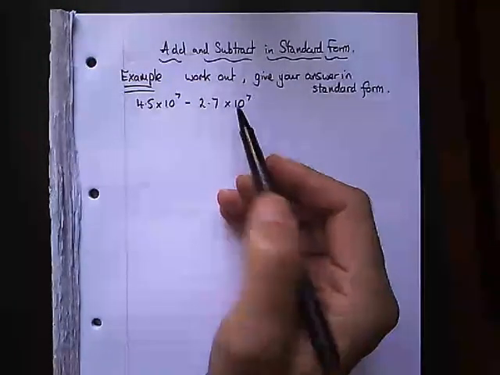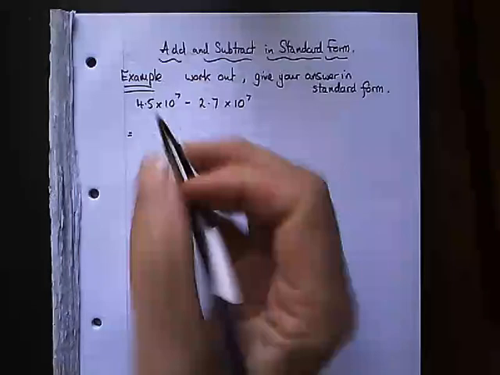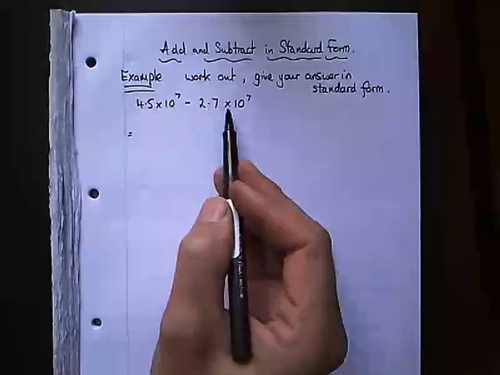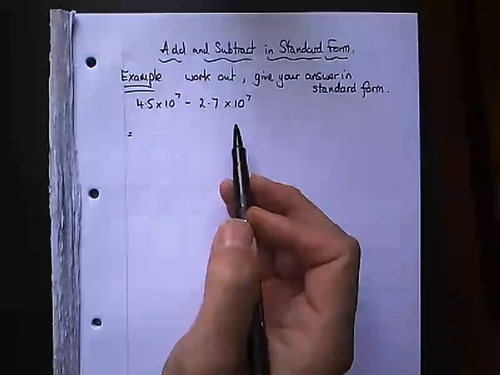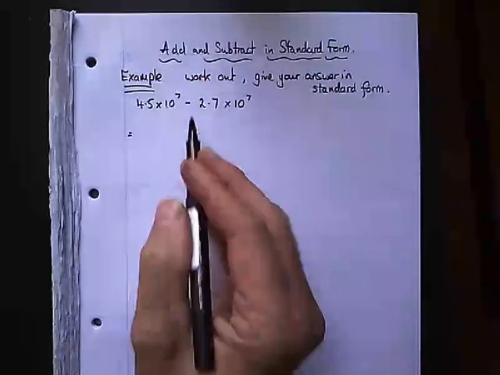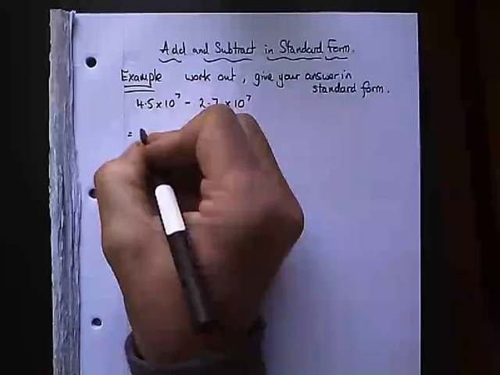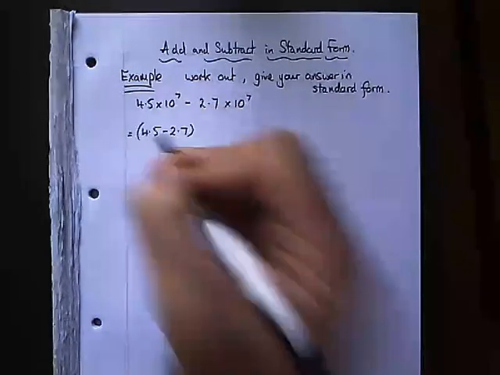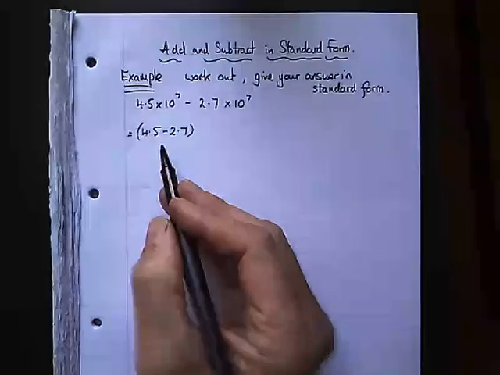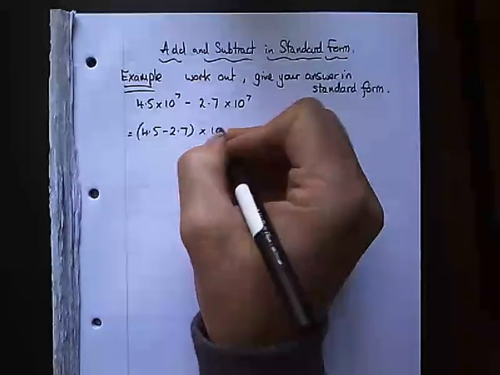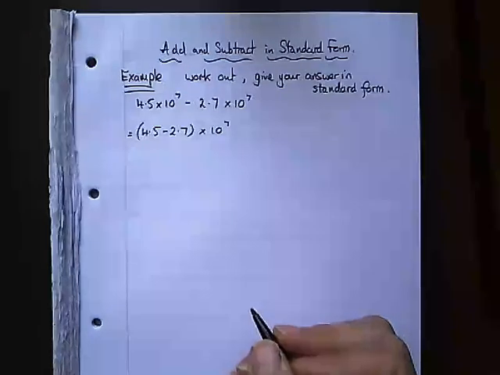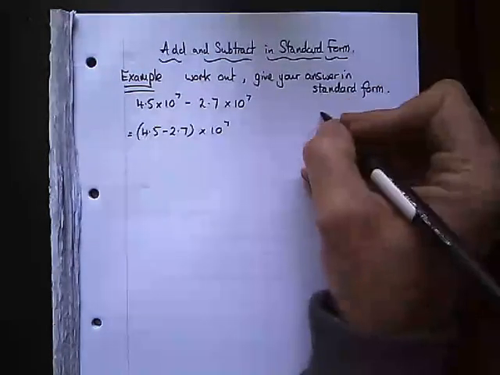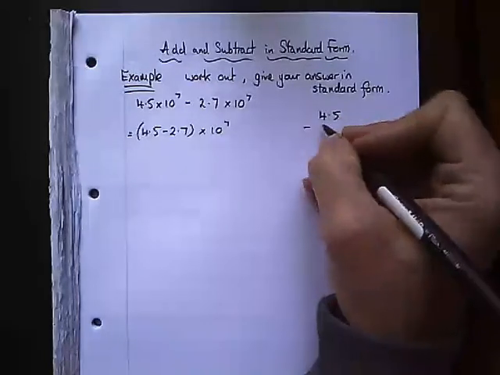So we've got 4.5 times 10 to the power of 7, take away 2.7 times 10 to the power of 7. So they're two standard form numbers. Because this is a takeaway, we do 4.5 take away 2.7, and that's going to give us our number, and then we keep our times 10 to the power of 7. Because it's the same in both, then we keep it in our answer. So 4.5 take away 2.7.